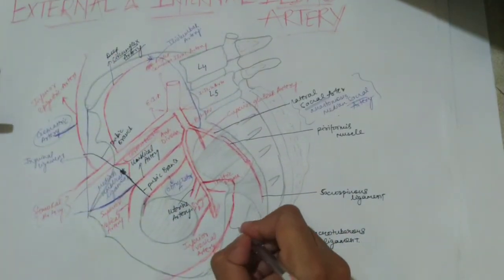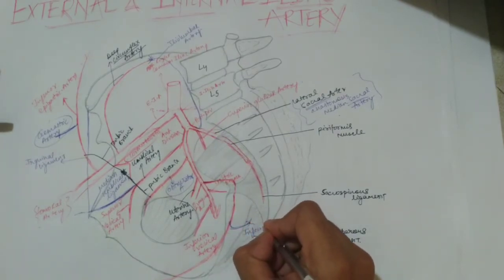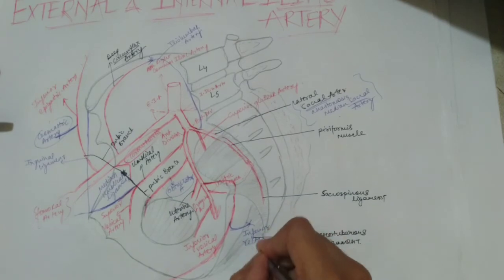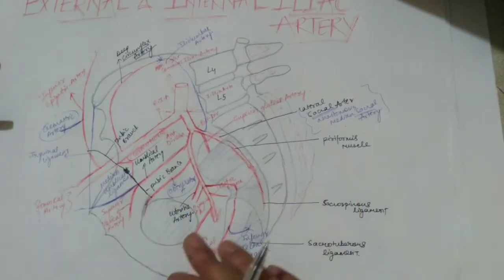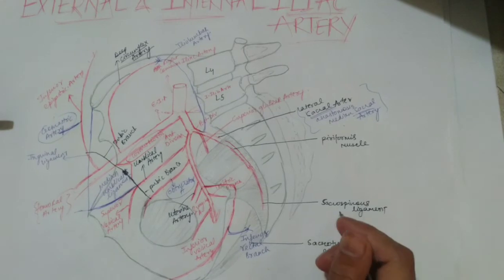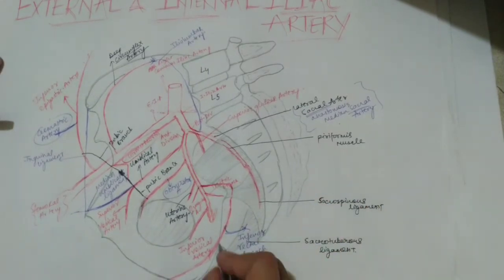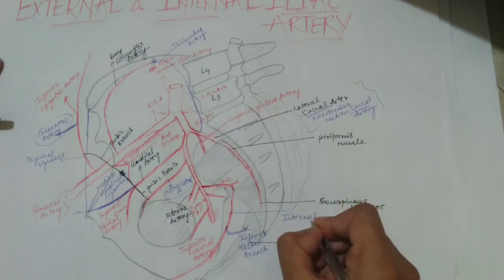The first branch is your inferior rectal branch. The inferior rectal branch supplies the inferior part of your rectum, and it anastomoses with the superior and the middle rectal arteries. Just remember there is anastomosis between the superior, middle and inferior rectal arteries. So this was the first branch from your internal pudendal artery.